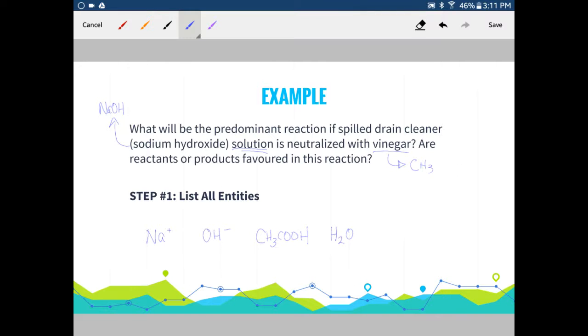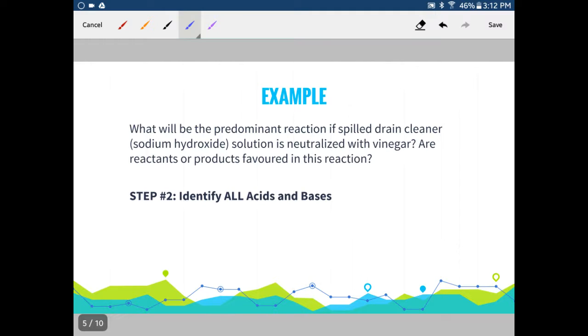And again, I'll just write down this is acetic acid. So these are the only things that we have in our beaker or in our situation that's given: sodium ions, hydroxide ions, acetic acid, as well as water. Okay, it's not super important to know the relative amounts of these at this point, just that they are present.